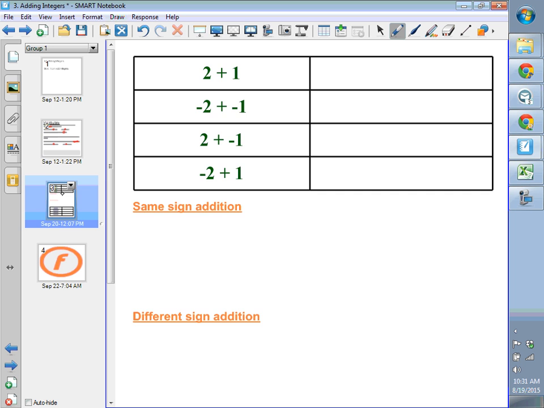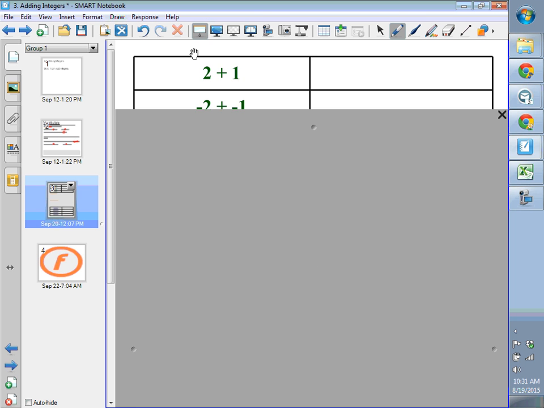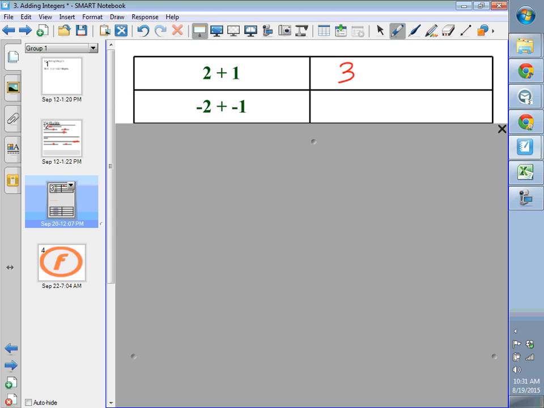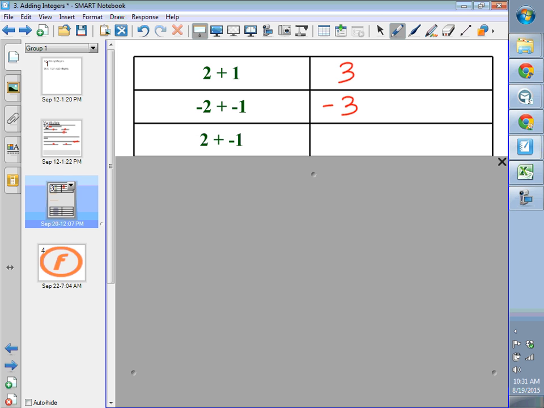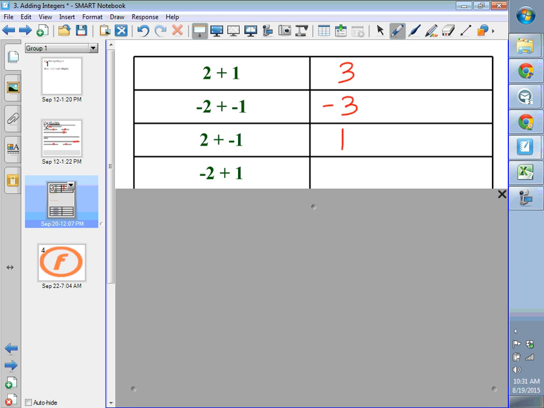All right, too much stuff. Let's start with 2 plus 1 is 3. Negative 2 plus negative 1 is negative 3. 2 plus negative 1 is 1. Negative 2 plus 1 is negative 1.